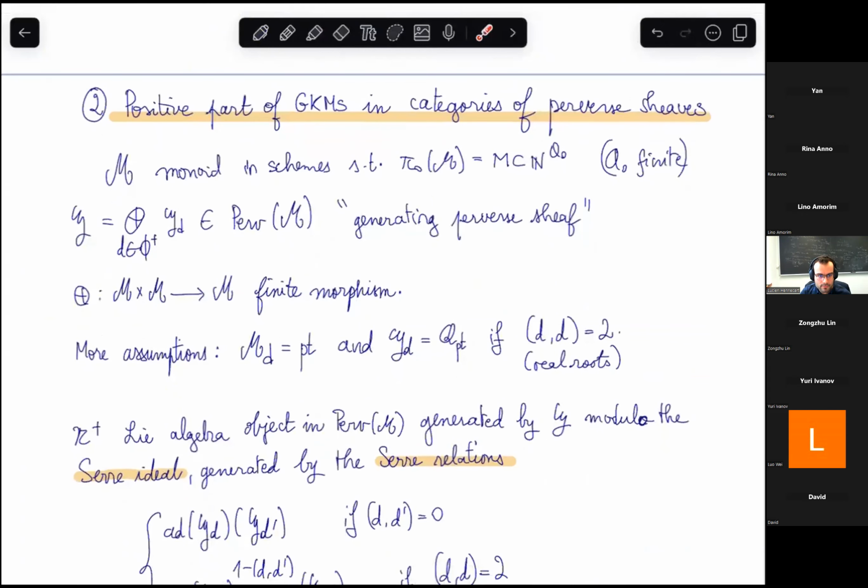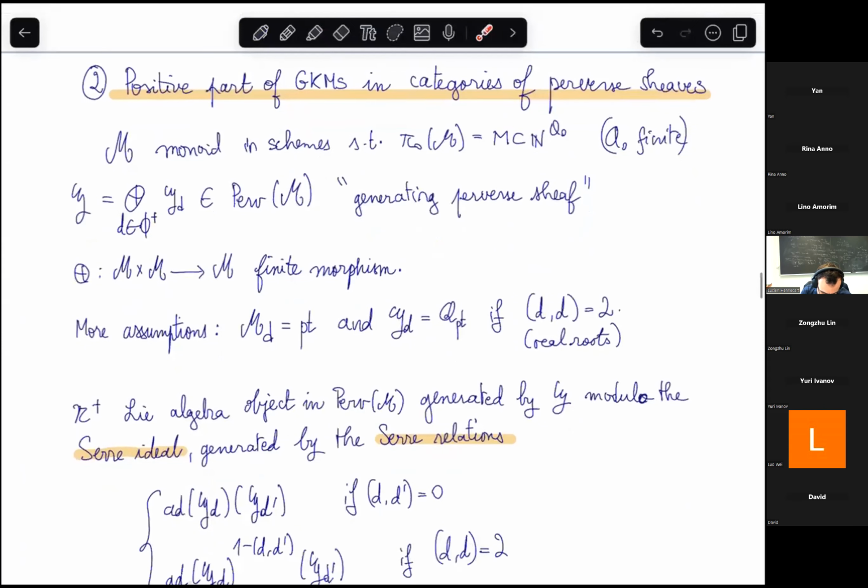Okay, so we take a monoid in schemes as usual, and we assume that the monoid of connected components is something we understand well, which is a submonoid of N to some power Q0, where Q0 is finite. And instead of a generating vector space, we take a generating perverse sheaf. So for any positive root D, we take some perverse sheaf G_D on the corresponding connected component of the monoid M. We assume that there is some map which is a finite morphism, so that it preserves perversity. And additional assumptions are the following.